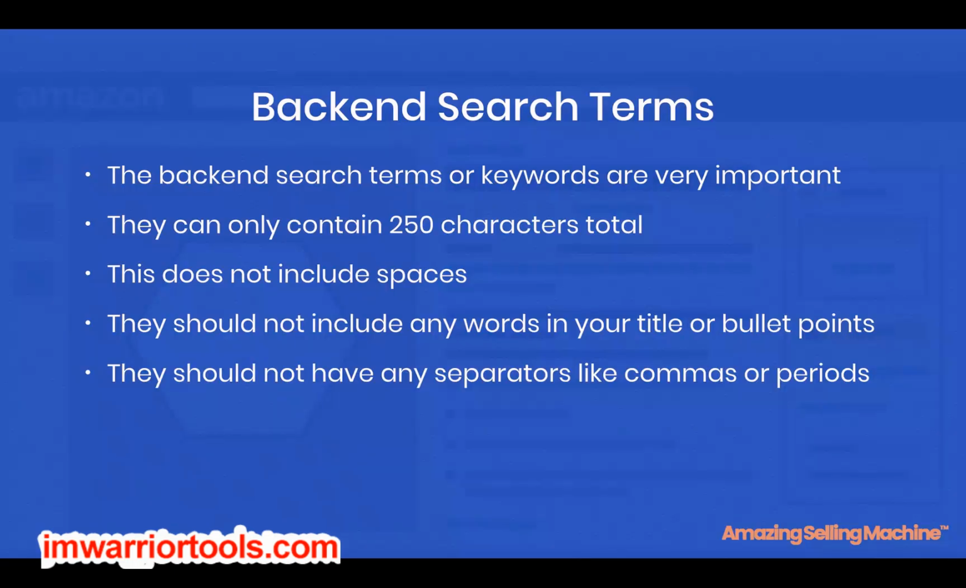It's very important you stick to these rules, especially the 250 characters. Amazon are particularly strict about this. Even if you have 251 characters, they could de-index all the words in your back-end search terms. What this means is your listing will not show up for any of those keywords, so it is important. So let's go and create our bullet points.